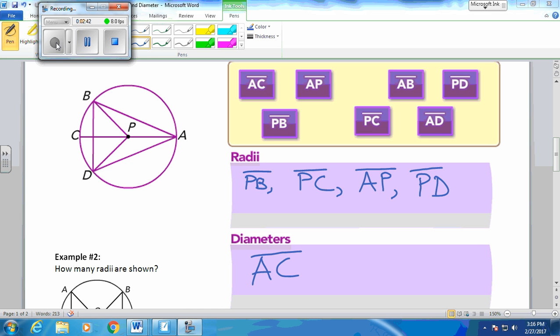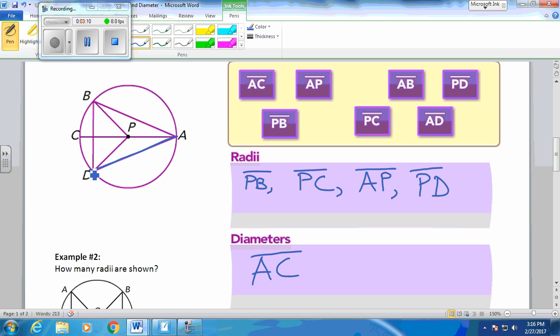All right, for the radii, I said PB, PC, AP, and PD. If you look at this one right here as BD or P, let's see, where's the one that we didn't include? AD, here we go, sorry about that.